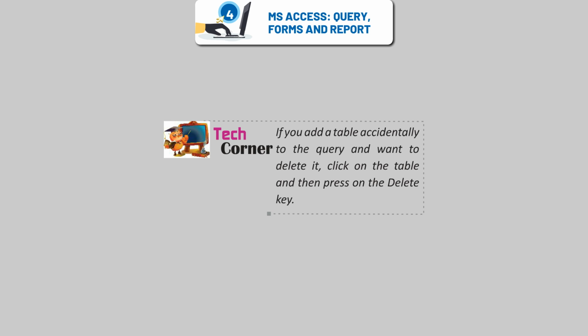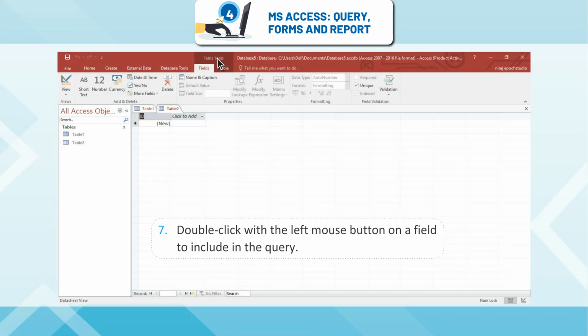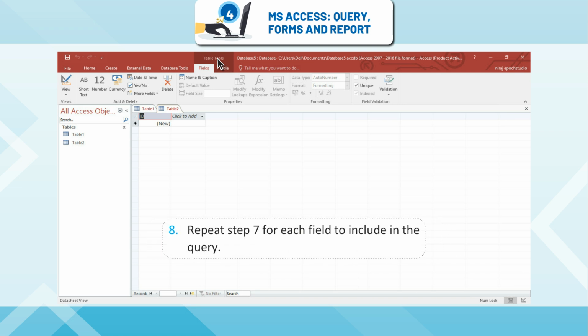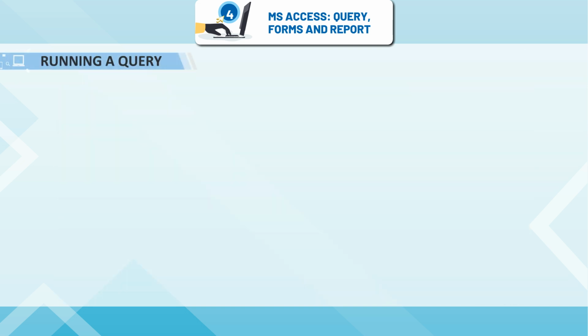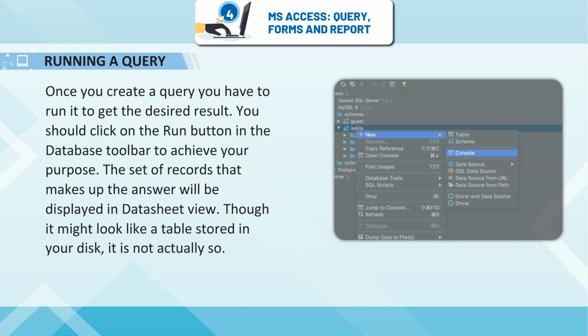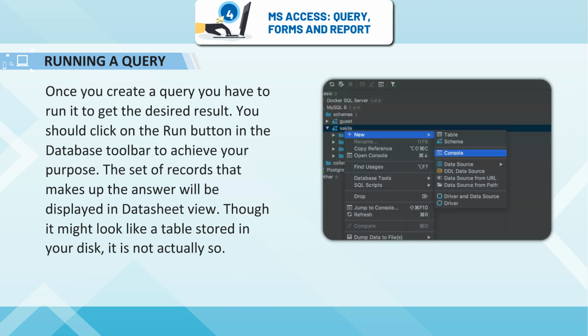Tech Corner. If you add a table accidentally to the query and want to delete it, click on the table and then press on the Delete key. Double-click with the left mouse button on a field to include in a query. Repeat step 7 for each field to include in the query. Running a query. Once you create a query, you have to run it to get the desired result.